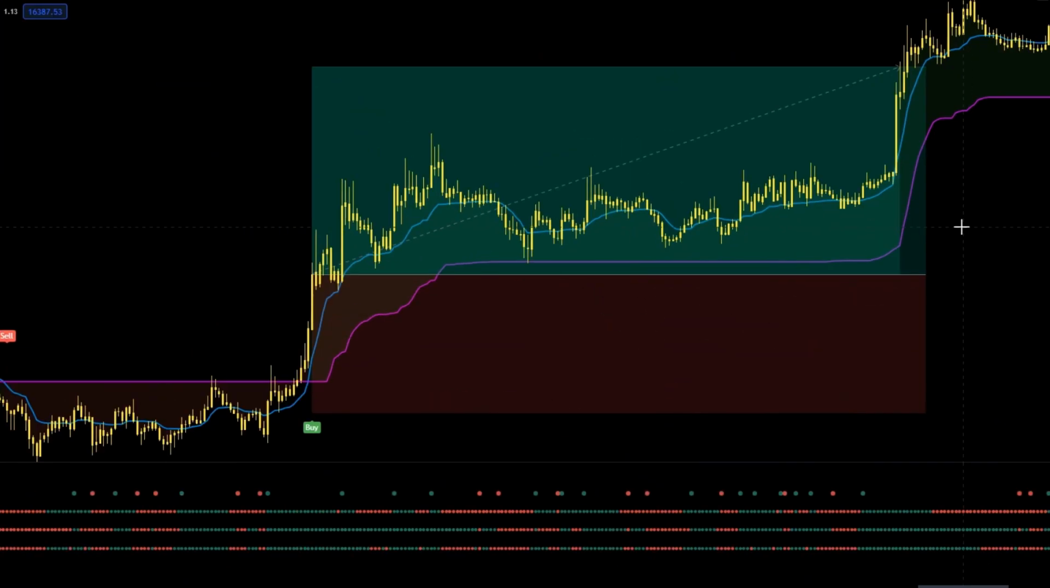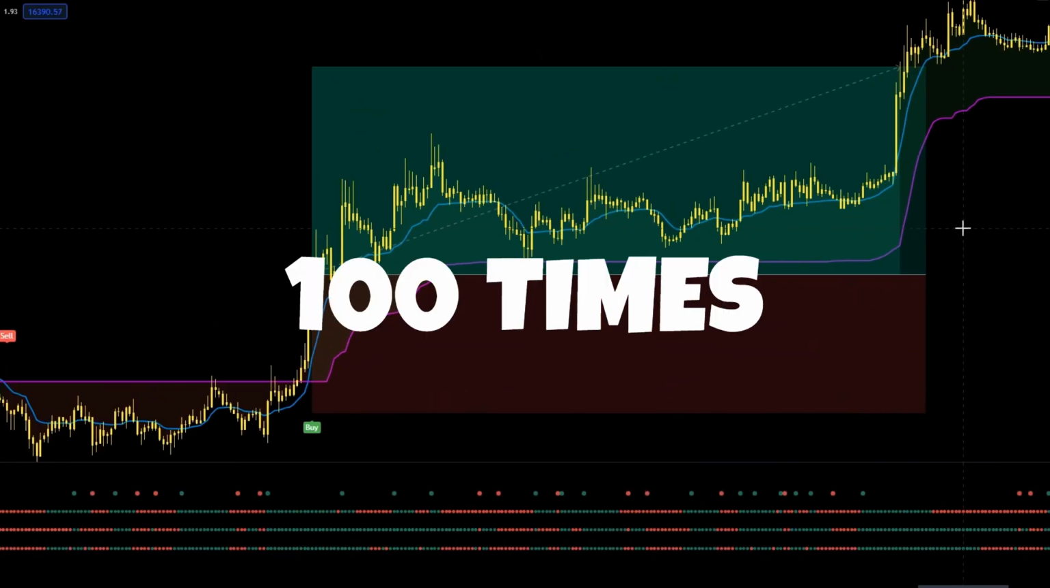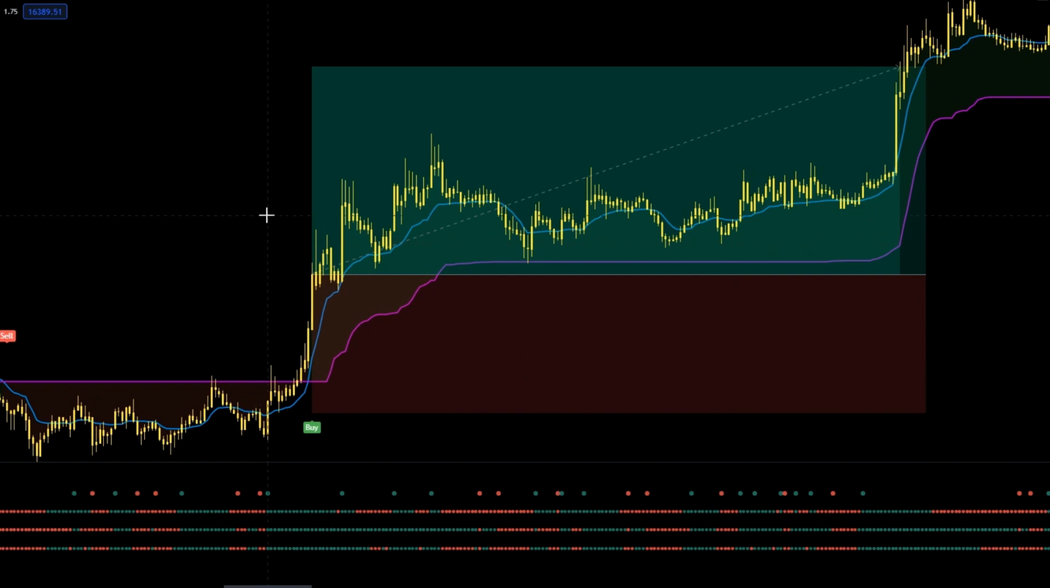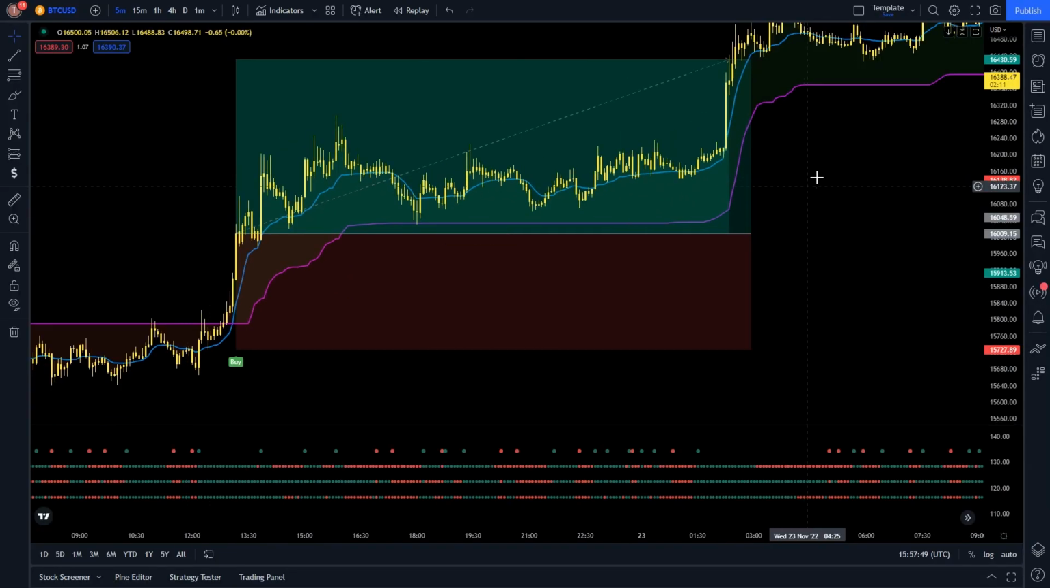Okay, so I'm now going to backtest this with TraderEdge, and I'm going to backtest it 100 times with an initial account balance of $1,000, and we'll see what kind of win rate we get.